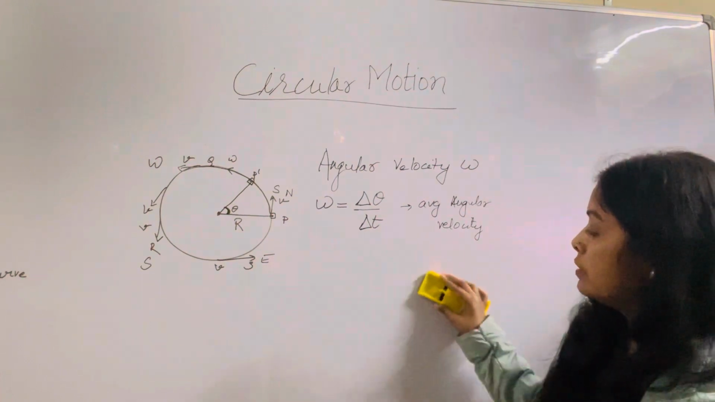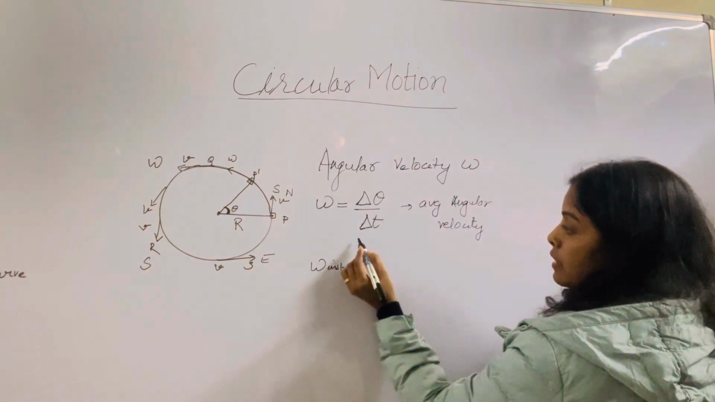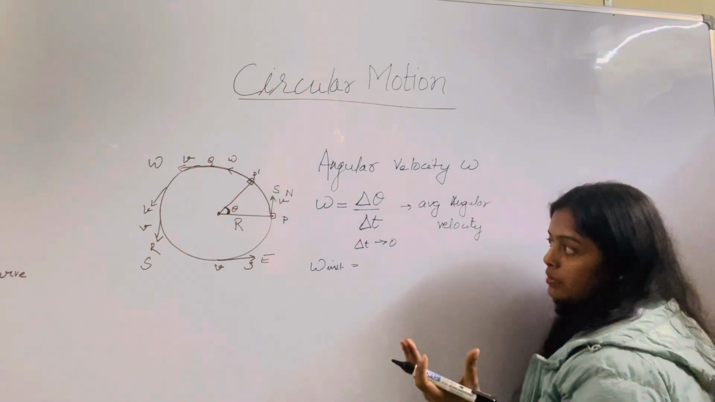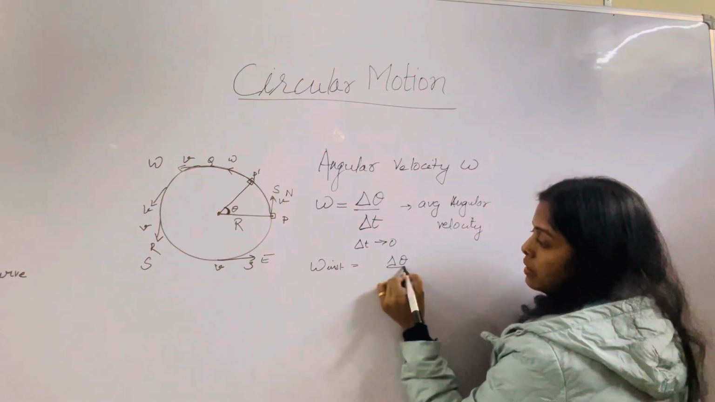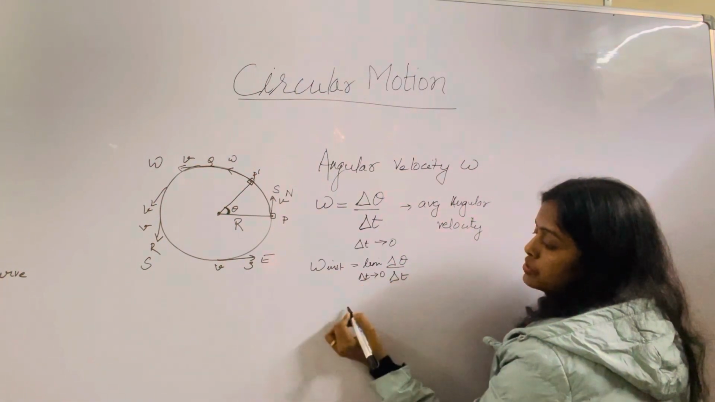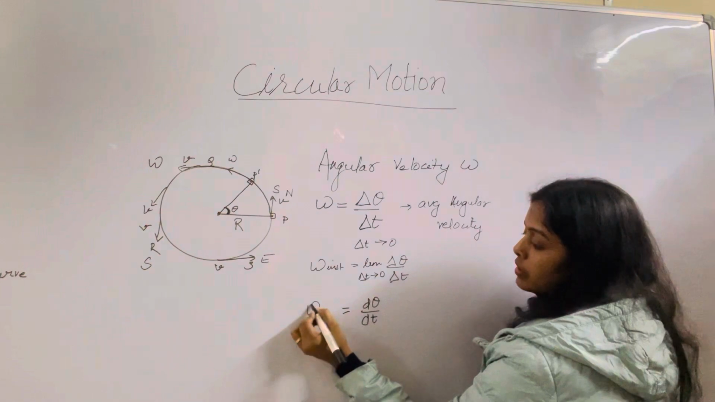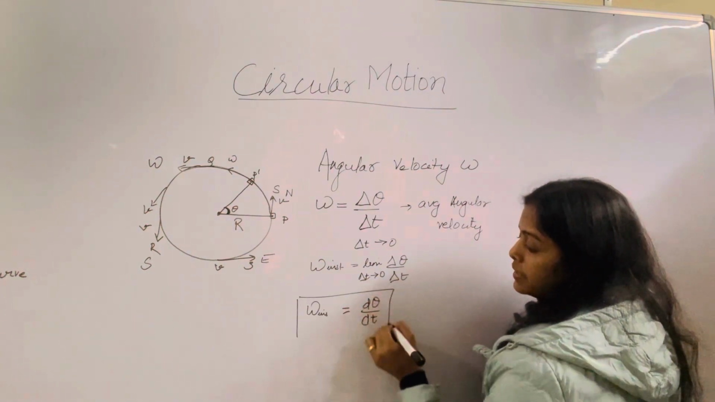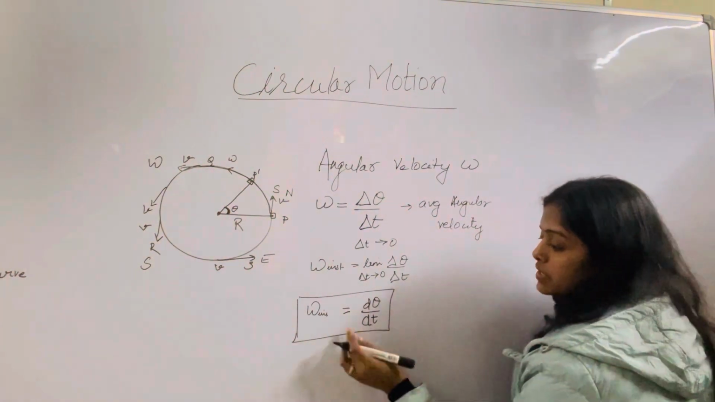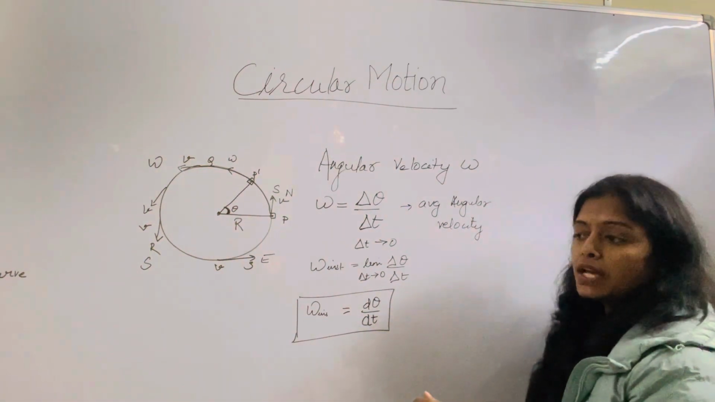Next is the instantaneous angular velocity, denoted by omega instantaneous. It comes when delta t approaches 0. That means the change in time nearly approaches 0, and by using the limit as delta t approaches 0, this term changes into the derivative of angular displacement with respect to time. This is the instantaneous angular velocity. It means that it defines the angular velocity at every instant of time.